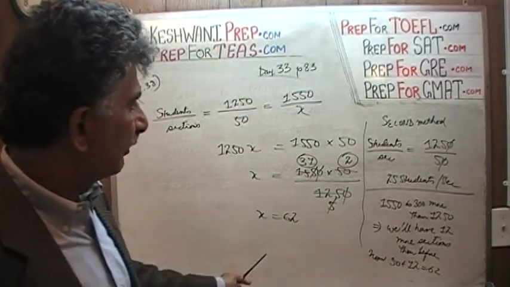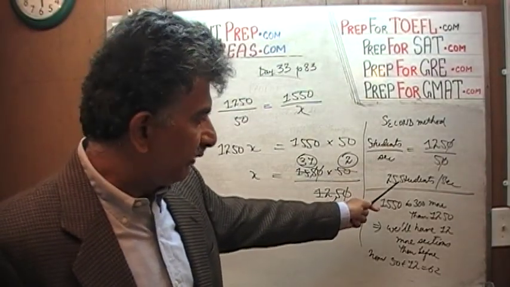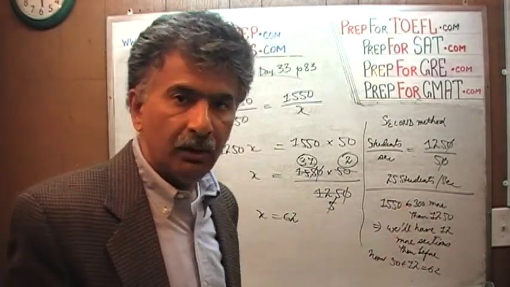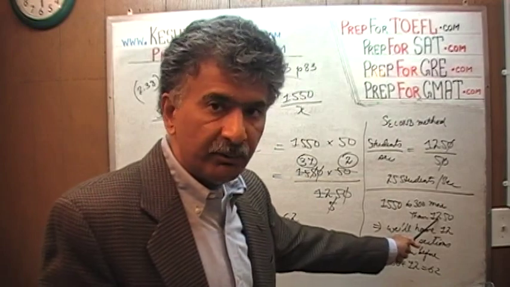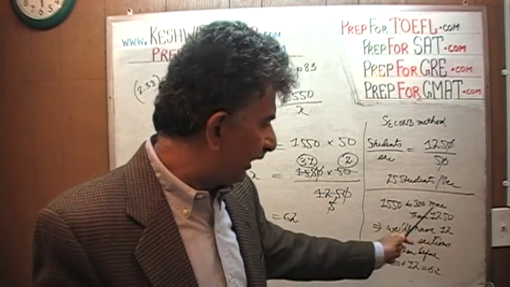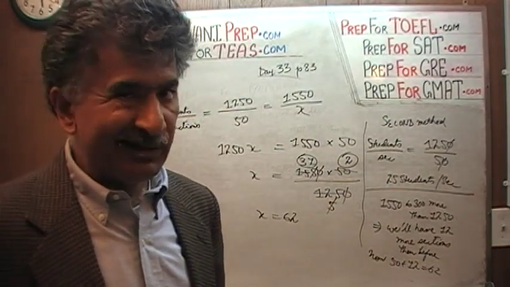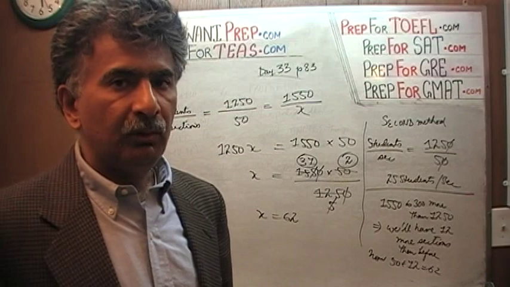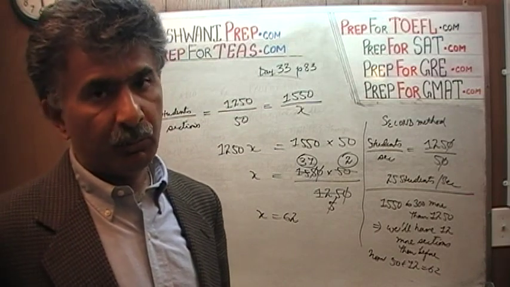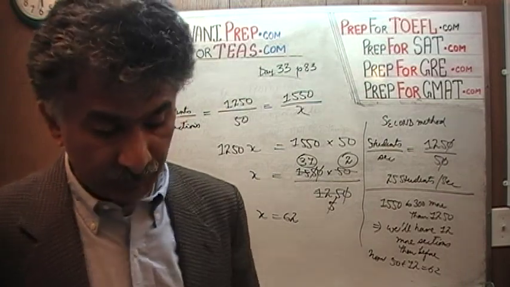So here we set it up as a proportion. What we did here is we figured out how many students per section. Once we knew there were 25 students per section, we asked ourselves, how does 1550 compare with the original number, which is 1250? And we realized that 1550 is exactly 300 more than 1250. Since it takes 4 sections to make 100, it will take 12 more sections to accommodate 300 students. We started out with 50 sections, so we need 62 sections.